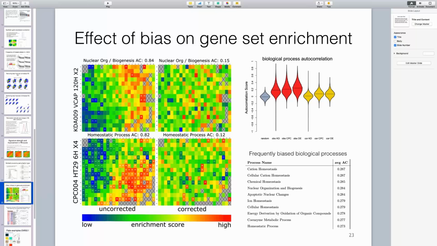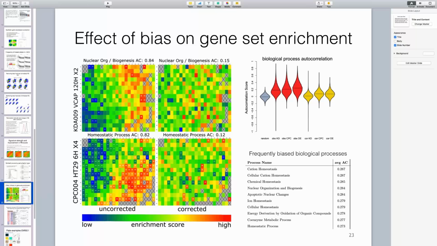In the other case, on the top, we actually don't have any enriched signatures after correction. And as we've seen, we can also apply the autocorrelation on the enriched terms. If we calculate the enrichment score for every sample on the plate, we can just calculate the autocorrelation. And that's the plot on the top right.